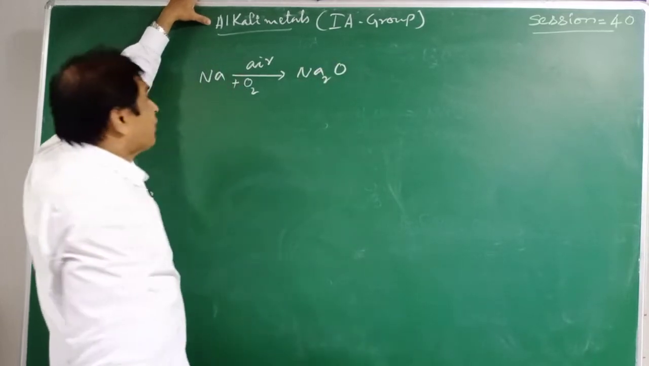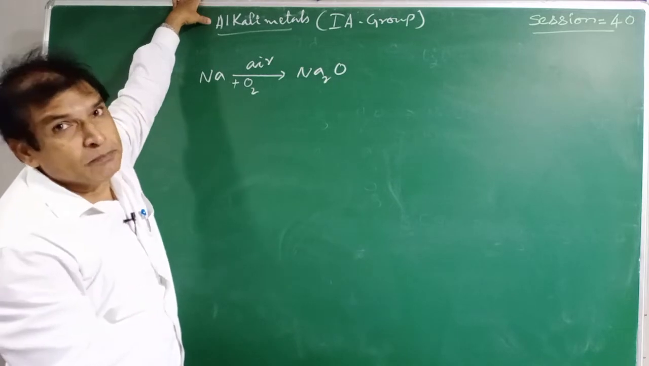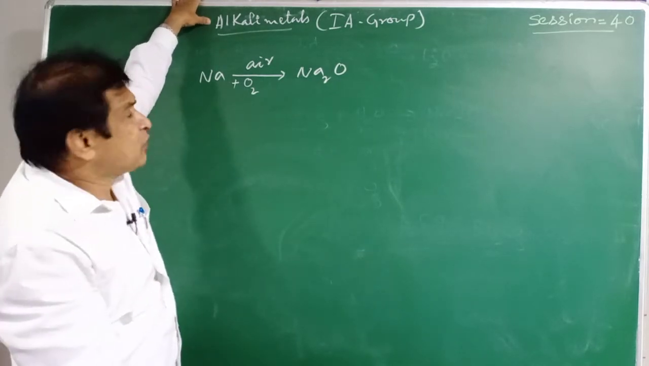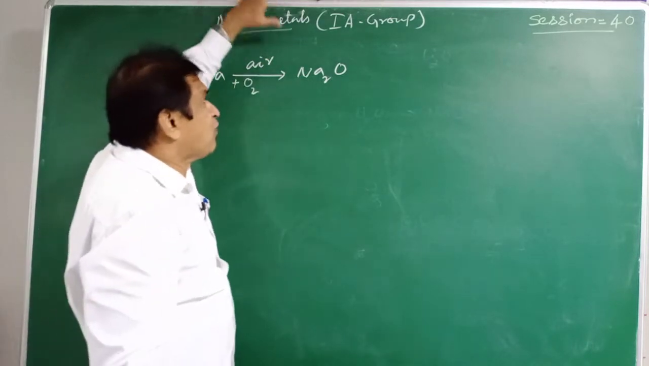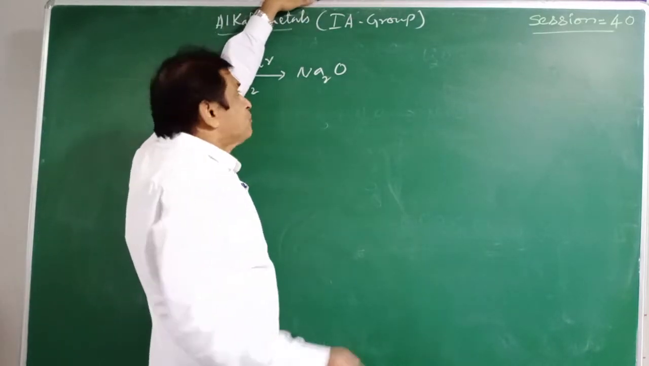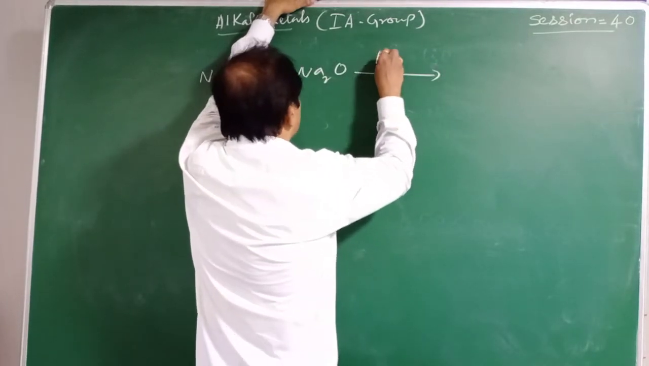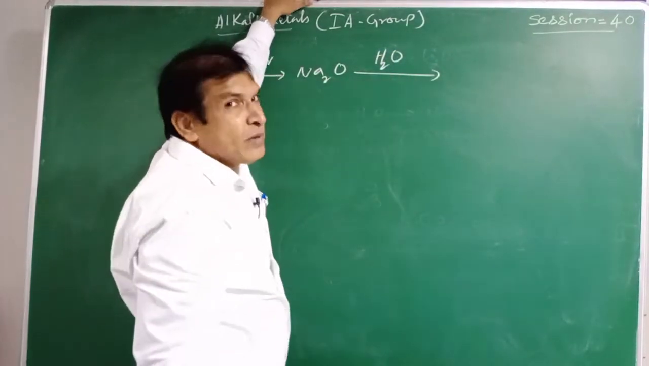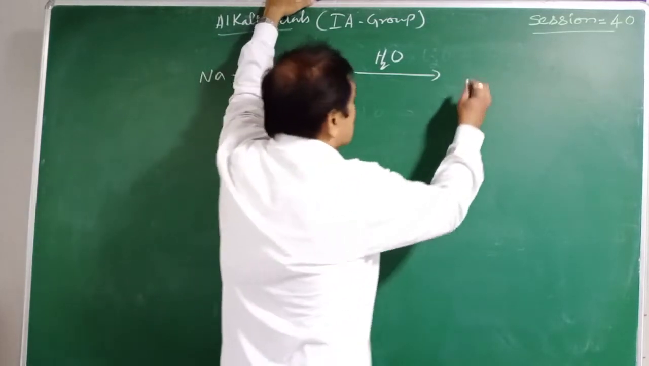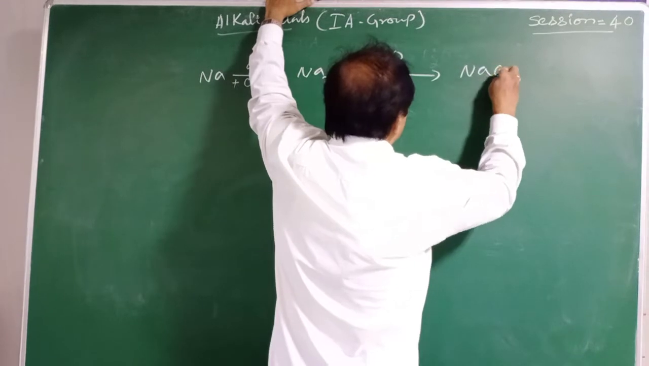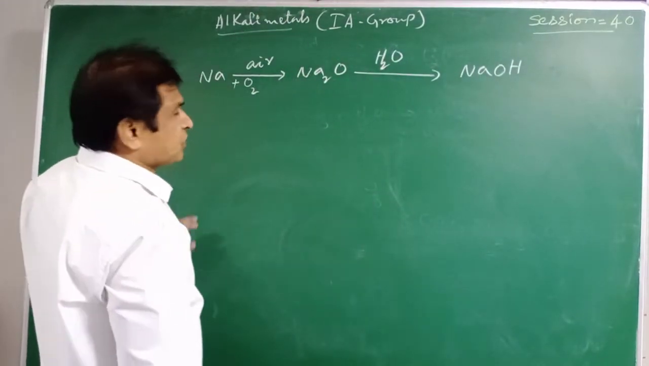So what happens when sodium metal is exposed to air for a long time? On long standing, sodium reacts with oxygen of air and forms sodium oxide. This sodium oxide absorbs moisture from the air. That means it reacts with water molecules present in the moisture and forms sodium hydroxide, NaOH.